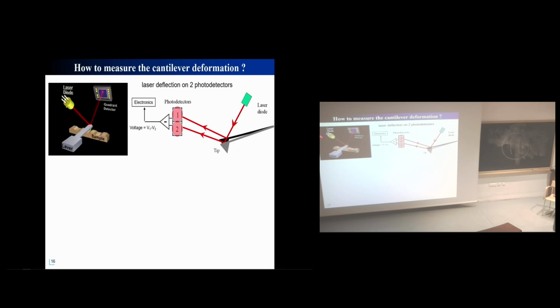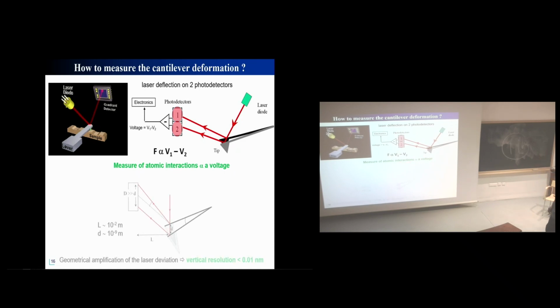There is a laser diode, and the laser is reflected by the back side of the cantilever, and is reflected onto these two photodetectors. And you see, when the cantilever is distorted, the laser is going to move between 1 and 2. And if you take the difference of those two voltages here, you obtain a voltage that is proportional to the deformation of the cantilever, and is proportional to the force that is acting on the tip. So it's very simple. With this system, the atomic interaction measurement is reduced to a voltage.